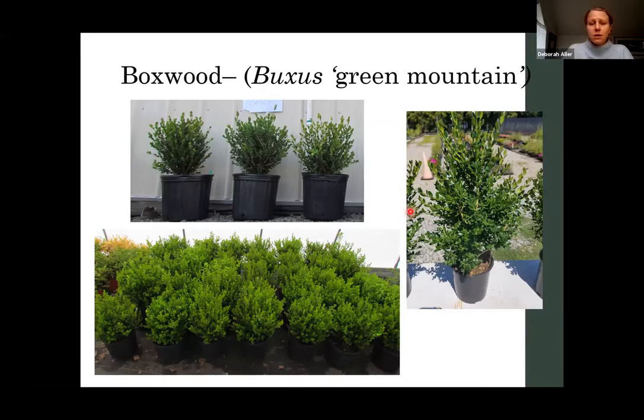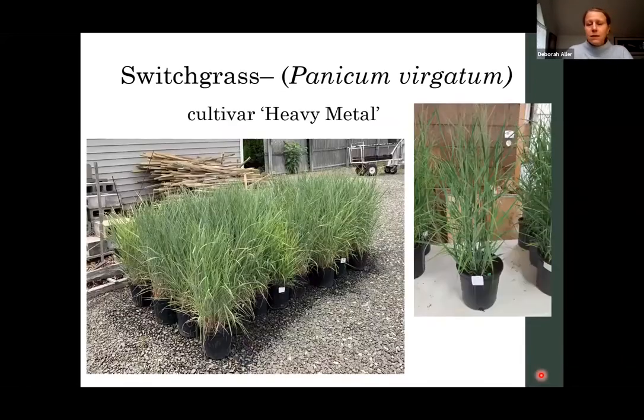So these are just a couple pictures of the Boxwood Green Mountain cultivar we're using in our trial. The second plant we are using in this trial is switchgrass, or Panicum virgatum, and the cultivar is the Heavy Metal variety. Just a picture of what some of the containers look like for this crop.